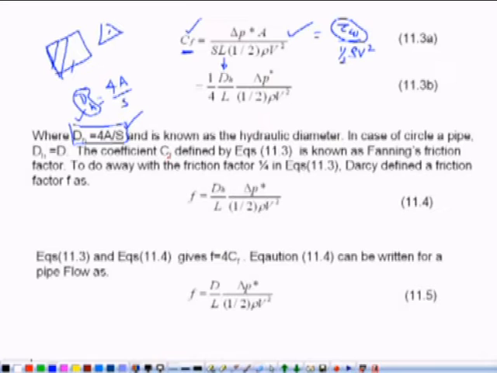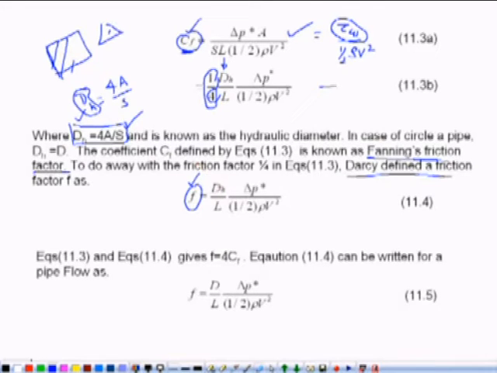So, in this case, this CF is defined as the Fanning friction factor. But if we remove this term 1 over 4 from this equation, then the friction factor which we get with the help of this equation is known as the Darcy friction factor. So, 4 multiplied by CF, if it is written as F, is basically the Darcy friction factor, but most of the time it is used as the friction factor.